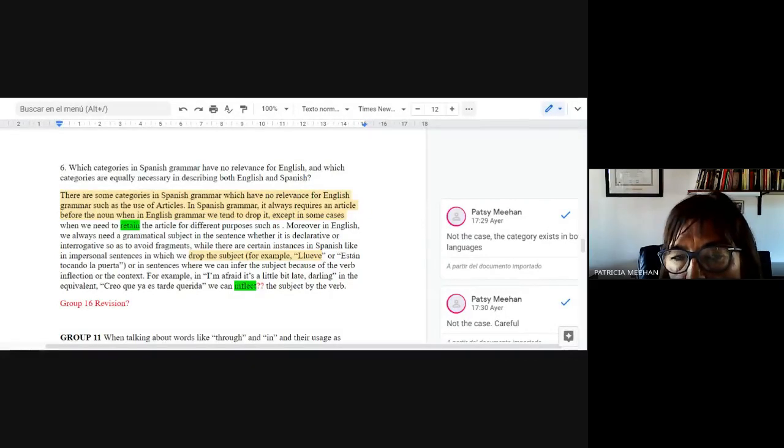Es un problema de meta language. We don't drop articles. We use the zero article. We don't retain the article. We simply use an article. And in Spanish, there's also zero articles.